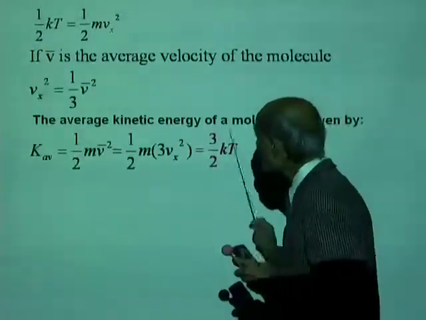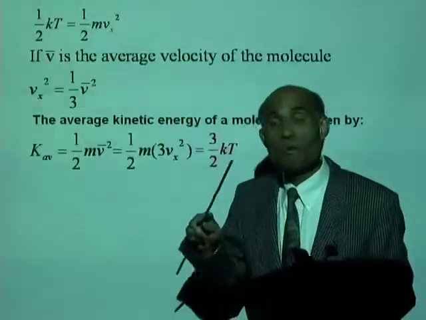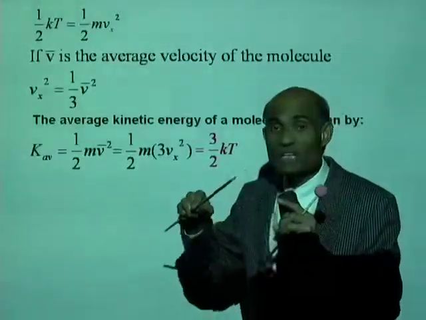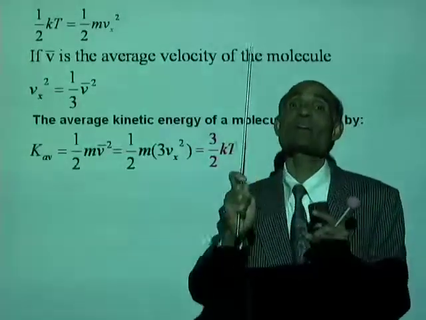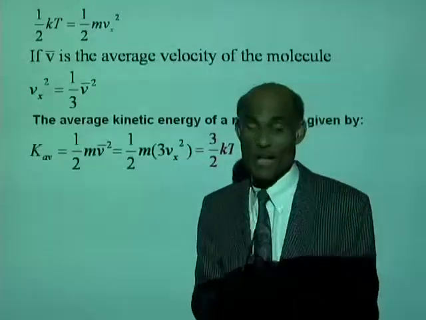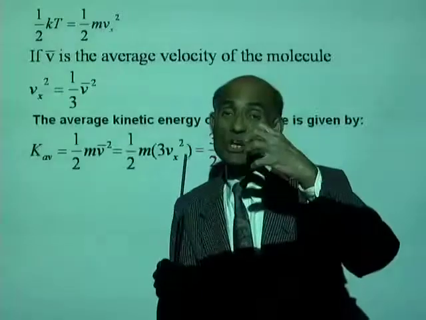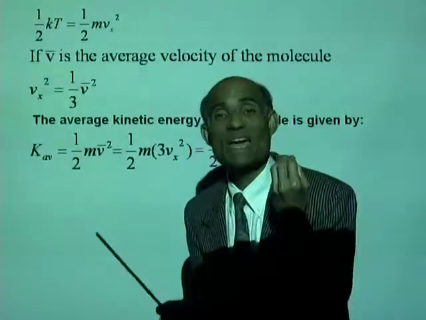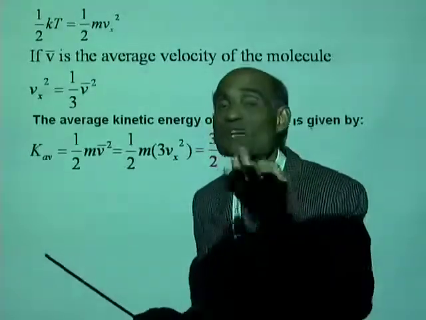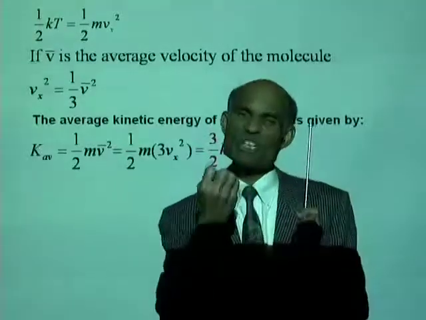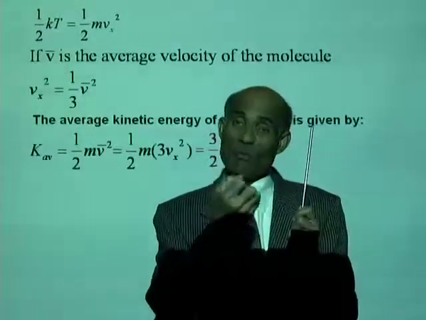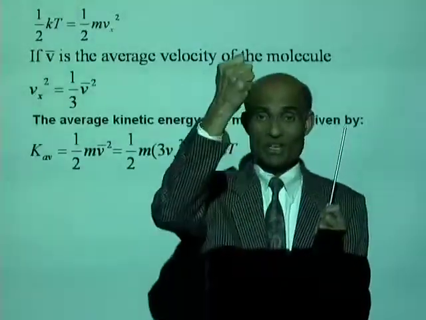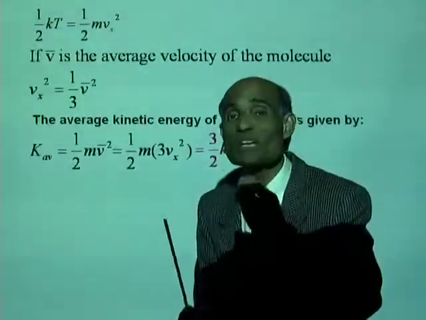Now, this 3 over 2 kT is actually made up of 1/2 kT along the x direction, 1/2 kT along the y direction, and 1/2 kT along the z direction. We assume that a molecule is free to move in the x, y, and z directions, and we say a molecule has 3 degrees of freedom. What is the meaning of a degree of freedom? The freedom of a molecule to move in a direction. It can move in the x direction, y direction, and z direction. So we assign 3 degrees of freedom.